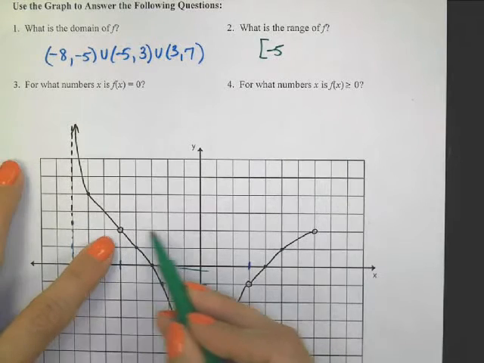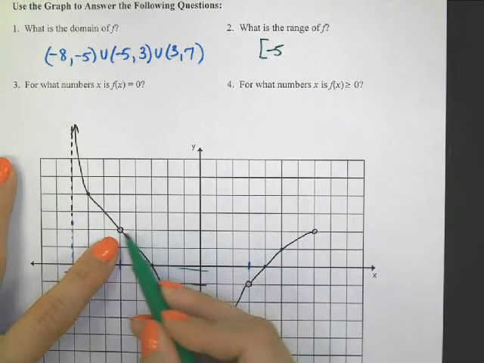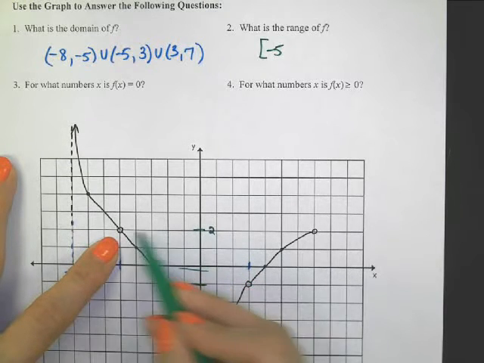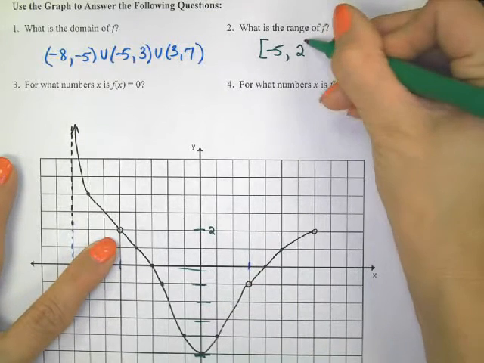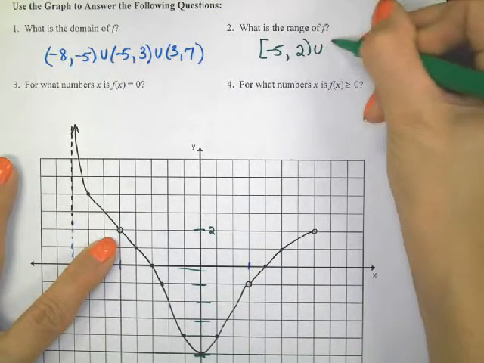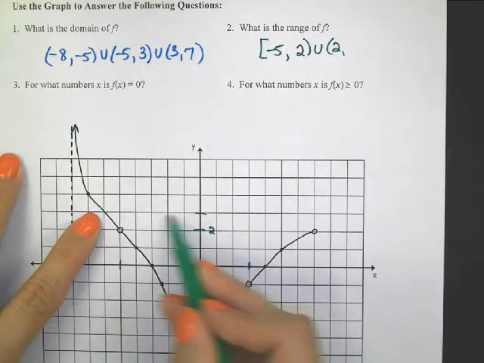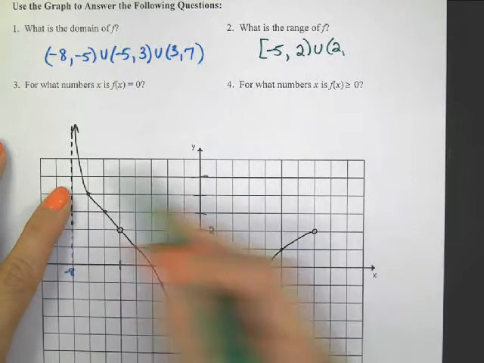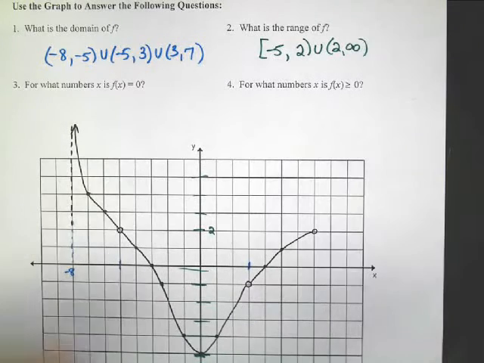Is the graph using 2? Not there. Not there. Oh, wait a minute. It's not using 2 anywhere. So we're going to say all the way up to 2. Parentheses, union parentheses, start back up at 2. Okay, does it use 3? Yep. Does it use 4? Yep. 5? Yep. 6? Yep. Up, up, up, all the way to infinity.